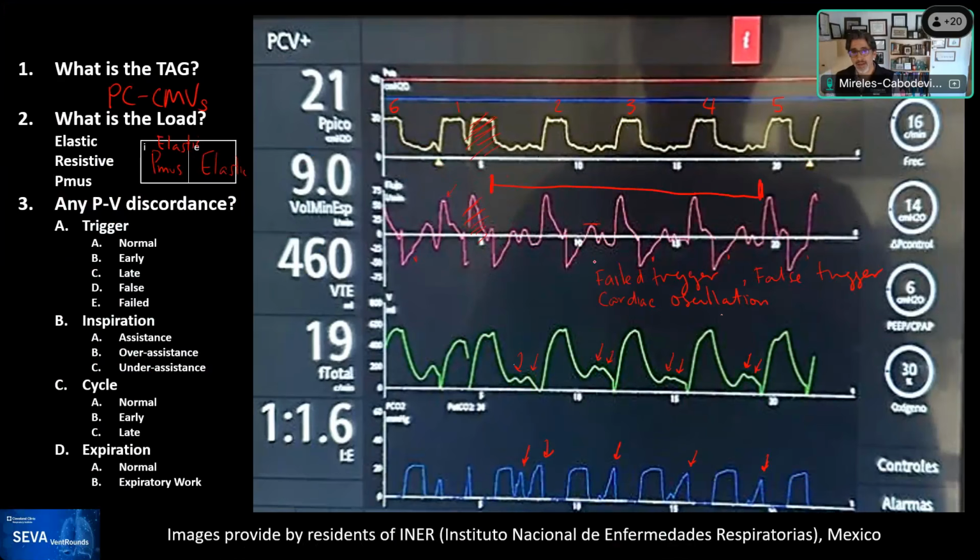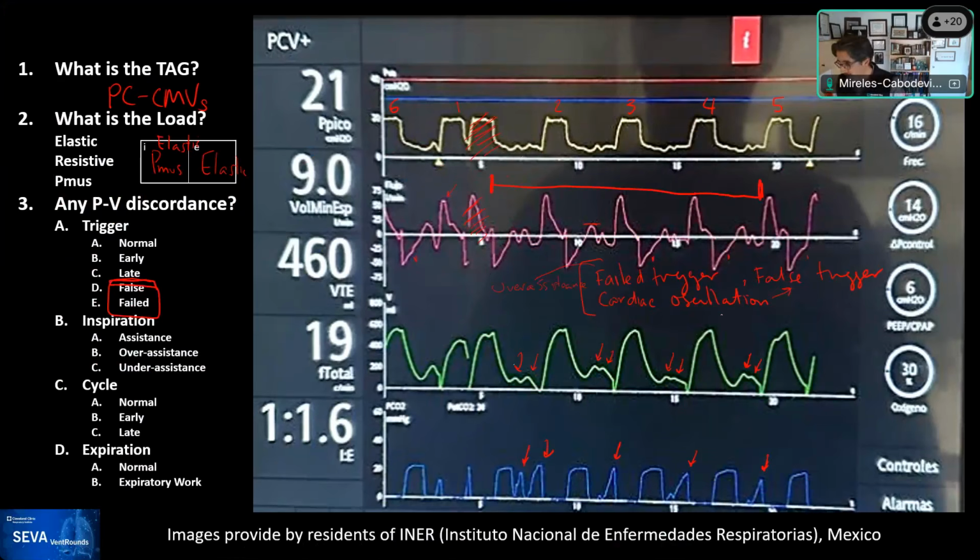But this would be very suspicious that somebody changed to pressure trigger to control either cardiac oscillations causing false trigger, or failed triggers as a manifestation of over assistance, because this patient has very high elastic load. And so both can be present in this patient. So that would be my read, Rob. Yeah, that's a good hypothesis. Yeah, so that's where I would stand.